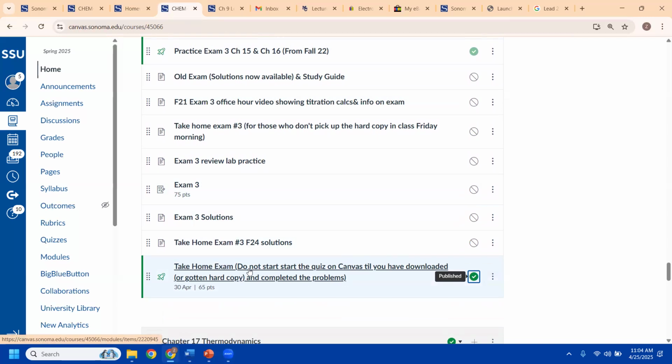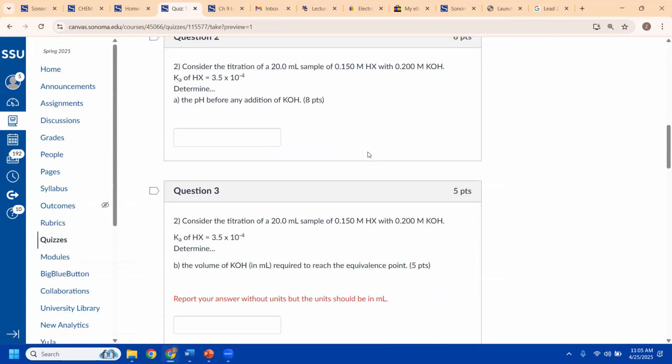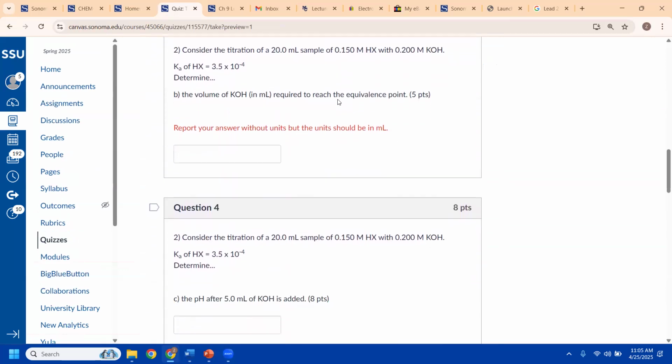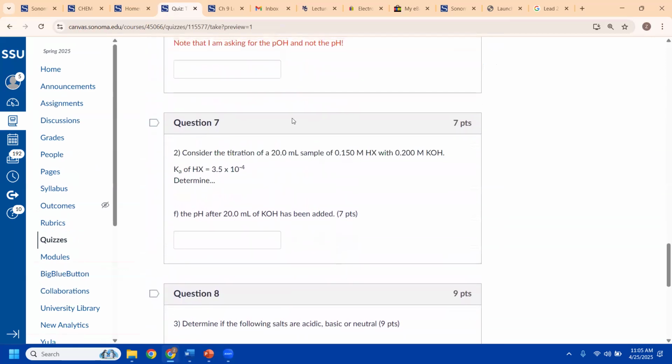But so when you click on this, like I said, if you're not here and you're not getting the hard copy, download this thing right here. If you do it on your tablet or your computer, you know how to take screenshots and upload those. I want it all as a single file. For the problems, there's a problem on acidity. There's a bunch of problems on titration. And then the numbers, it says like question 7, question 8. I don't know why it always does that.